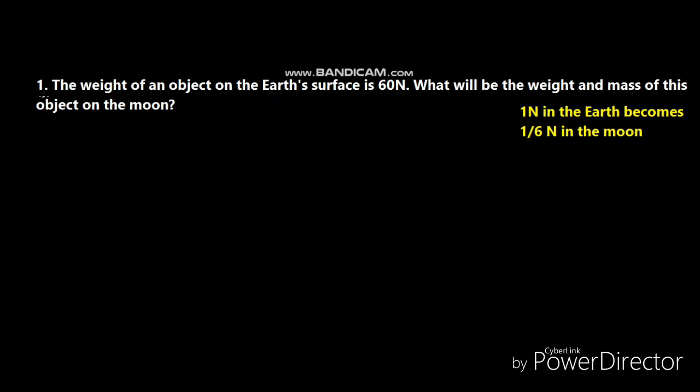Let's continue on the first problem. So here we are given the weight of an object on the earth's surface, and the weight of this object is 60 Newton, right? And we are asked to find out the weight and the mass of this object on the moon, which had a weight of 60 Newton on the earth's surface. So this seems to be a critical question, but this is very easy, and let's continue.